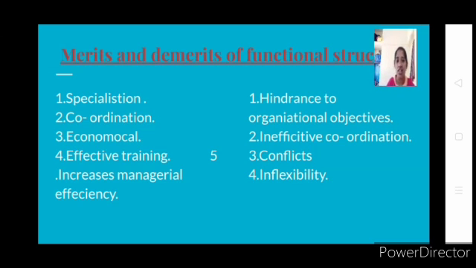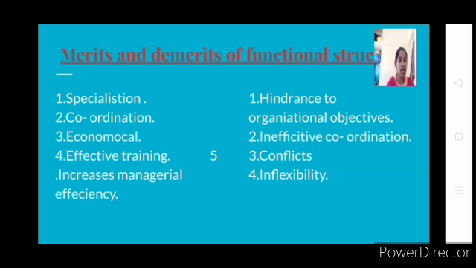And because of all these things, inflexibility will be there. That is, you cannot so easily change anything in an organization because of these conflicts and ineffective coordination. And it's not so easy to come out with changes in your functional structure, because if you want to change one thing in your product, you have to take the consent of all the departments.